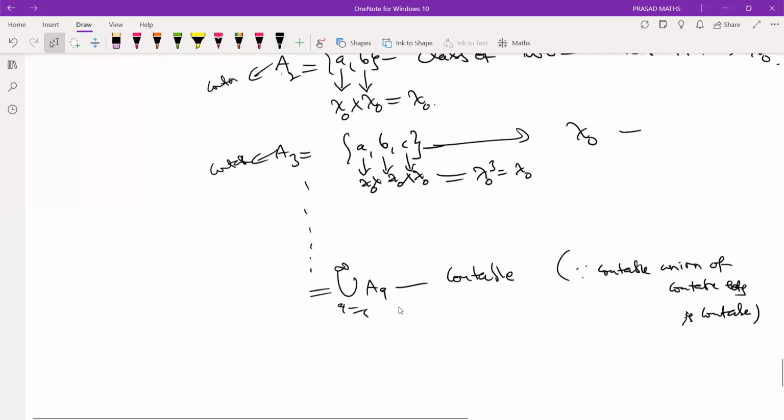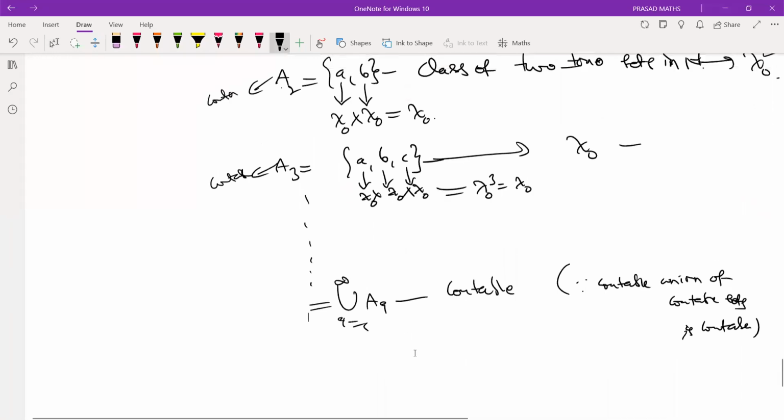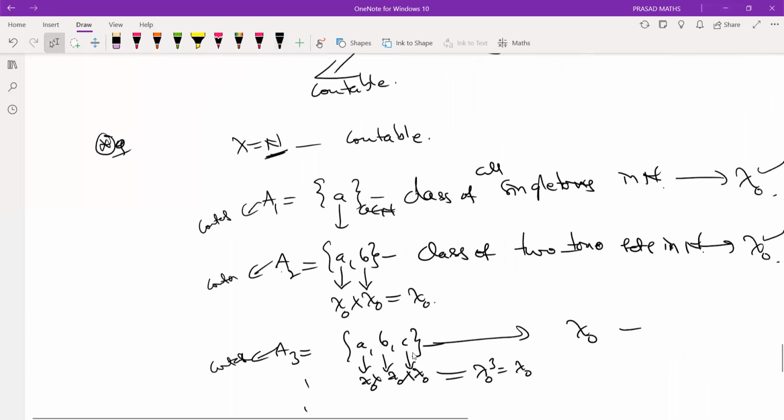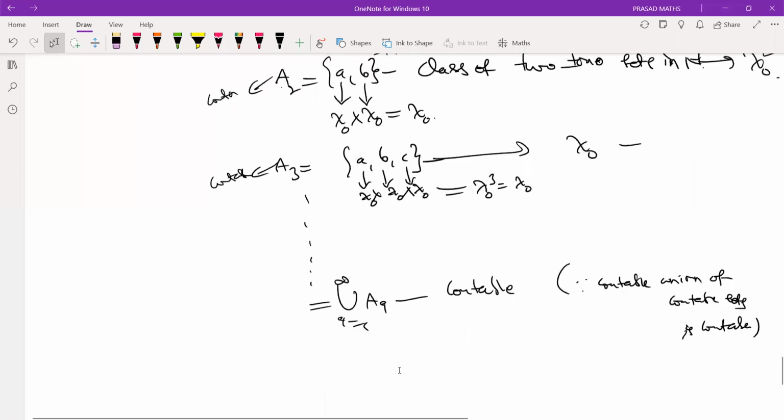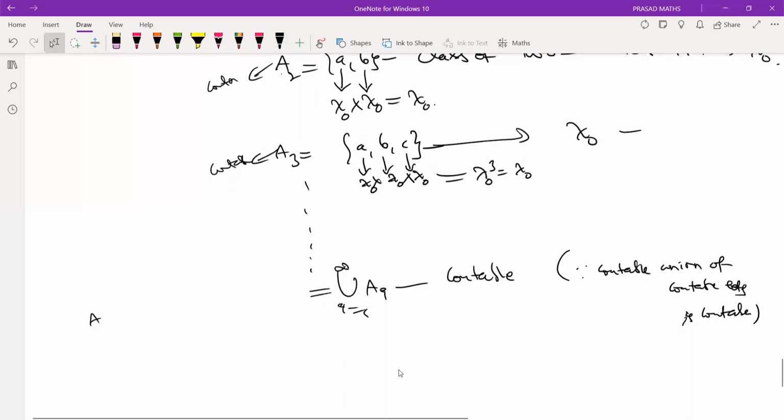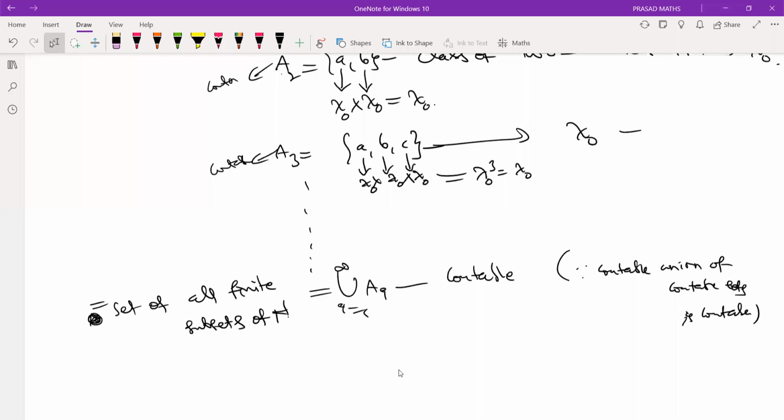What is this union? Anybody? What is Ai? What is A1? An arbitrary union of countable sets is countable. What is A1 first? Singleton sets, meaning finite sets. What is A2? 2-tuple sets, finite sets, finite subsets of n. What is A3? 3-tuple sets. If you take the all union, what you get? The class of all, what is this? A set of all finite subsets of n, right? What is this union?